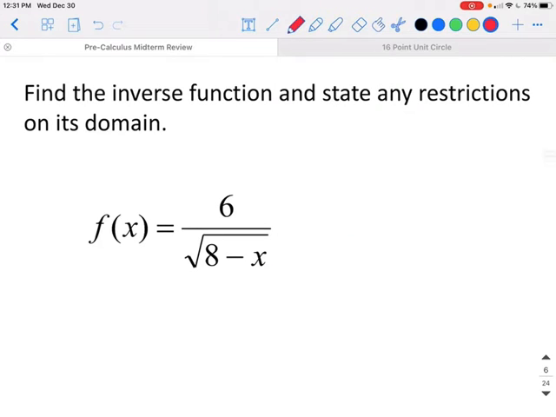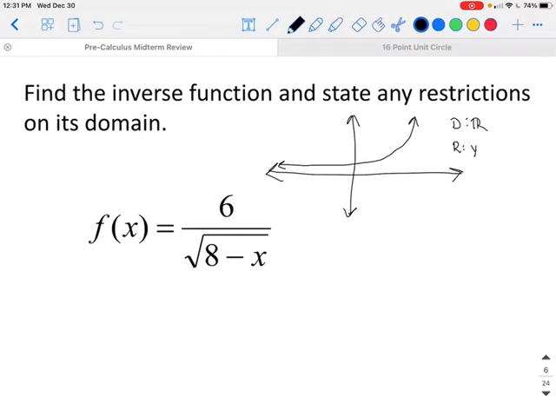We need to find the inverse and state any restricted domains of the function. So first, you would need to graph the original function to see what the range is of the original function. And your graph would originally look something like this. It has a domain of all real numbers, and it has a range of y has to be greater than 0. So whatever the range is of your original function will be the restricted domain of your inverse function.